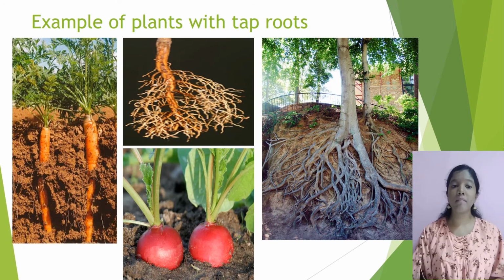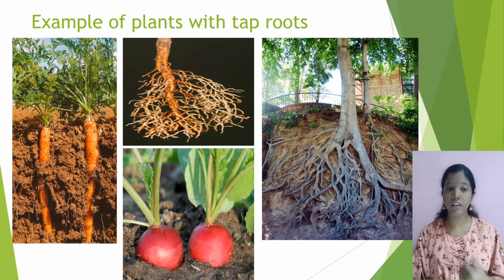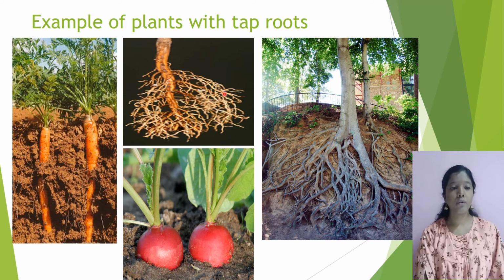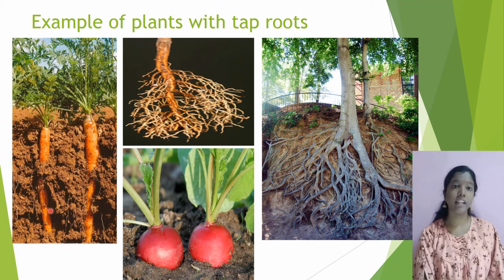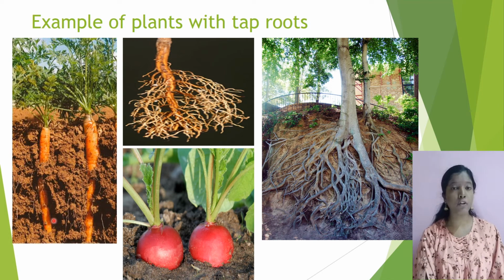Now let's see some examples of plants with the tap roots, like the picture. So here we have the carrot. The carrot you can see is growing inside the soil. So any part that grows inside the soil is part of the root system. And this goes inside, and then you have this typical tap root. This tap root is showing you, actually it's a real picture. So it has a primary root, the secondary root, tertiary roots, and the rootlets.